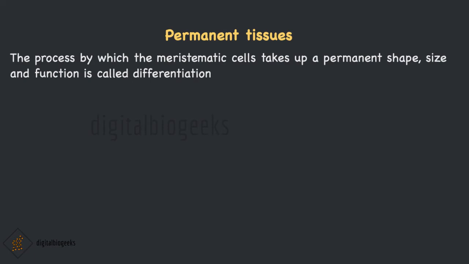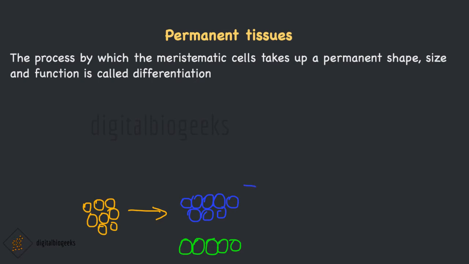As a result of this differentiation, various types of permanent tissues are formed as the newly formed cells take up different functions. For example, imagine that these are the meristematic cells, and these cells divide to form this group of cells, and here another group. These groups take up a specific function and another group takes up another function. Thus, they form two permanent tissues and they will not divide again.